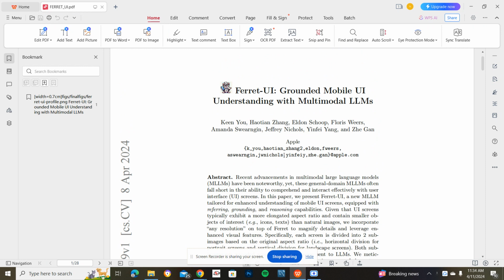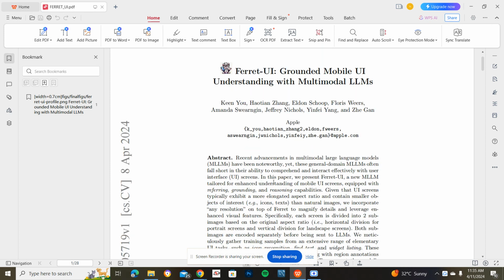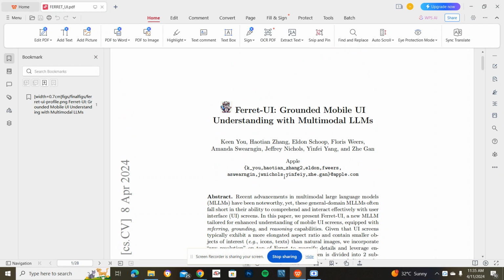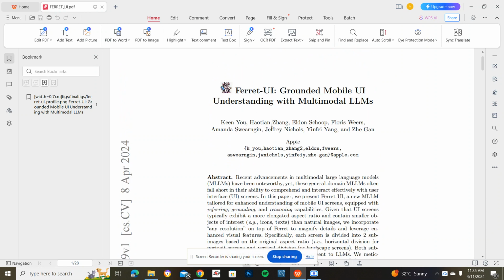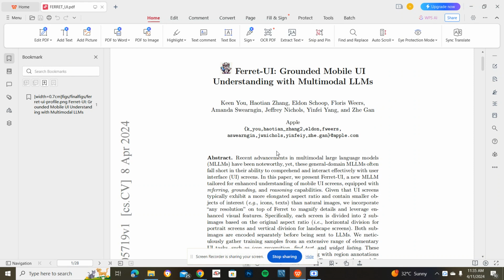I have already read this whole research paper and also used ChatGPT, but ChatGPT is not able to tell me so much in detail because it was trained in the past month, so it is not so much recent. But let's start with this FERRET-UI research paper. So these are some of the people who are involved in this paper.